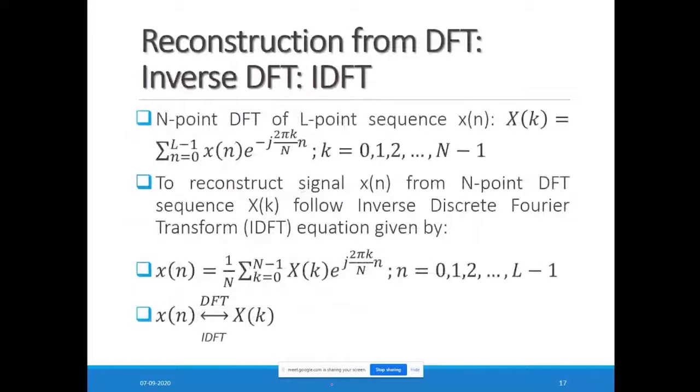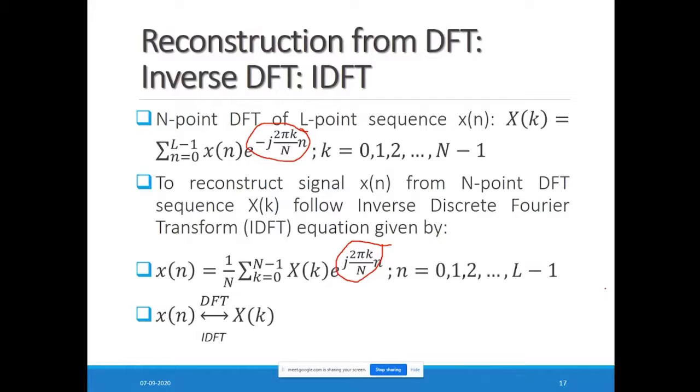For the calculation of IDFT, we have to obtain the sequence from the given discrete transform. So x of n is equal to 1 by N sigma k is equal to 0 to N minus 1 X of k e raised to j 2 pi k by N into n. Here we are using the term minus for the DFT, but here the term is positive.